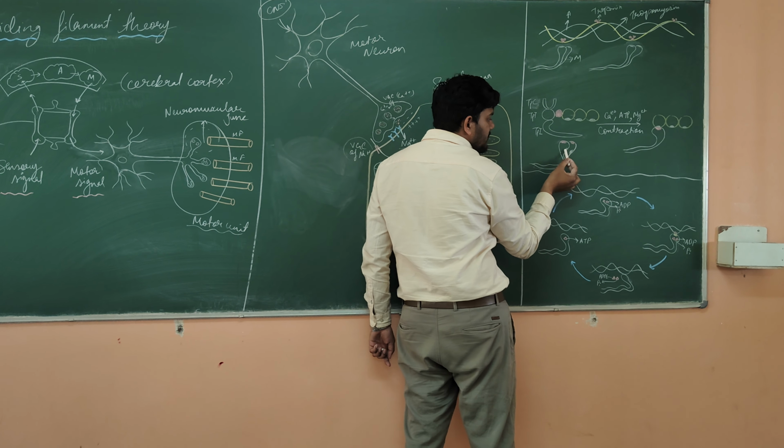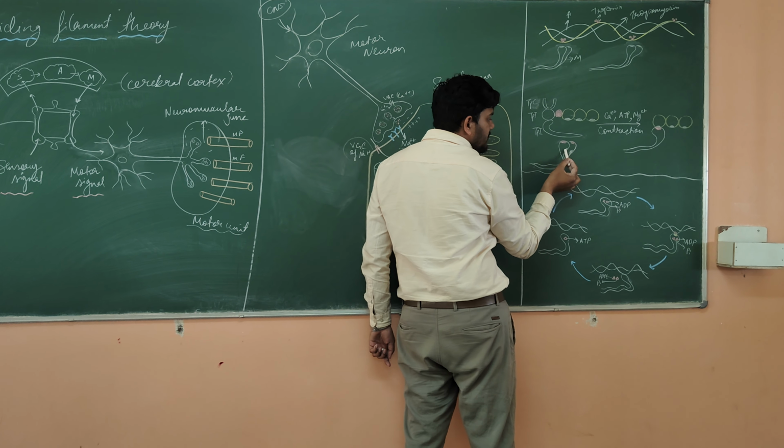So this troponin has three subunits: TPC, TPT, TPI. TPC means what? This is the calcium binding site. TPT means what? It will bind to the tropomyosin. See this tropomyosin. And TPI means what? This is the inhibitory subunit. It will inhibit the interaction between actin and myosin.